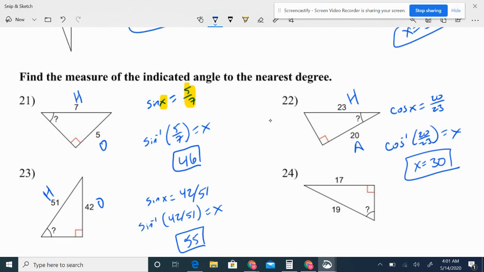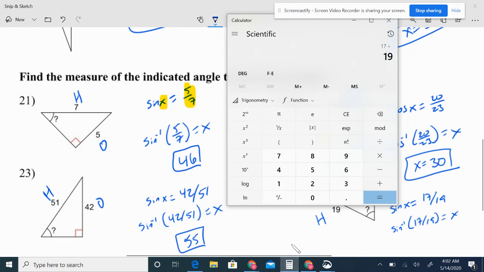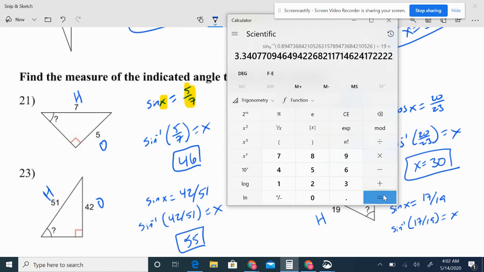Looking at question number 24, I have the opposite and I have the hypotenuse. Therefore, I'm going to be dealing with sine of x is equal to 17 over 19. So I have that sine inverse of 17 over 19 equals x. Let me type that in. I have 17 divided by 19, which gives me a decimal. So I'm going to go to my second, sine inverse, 3.3.